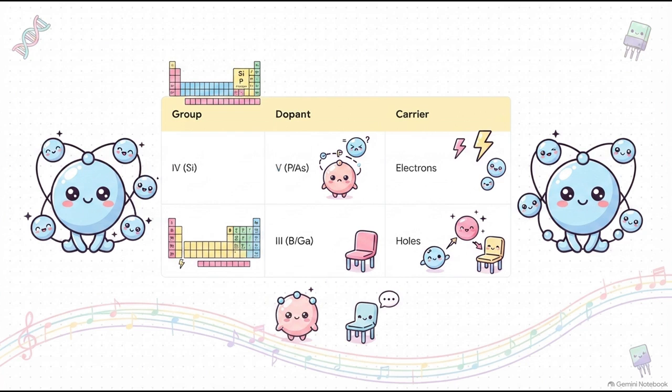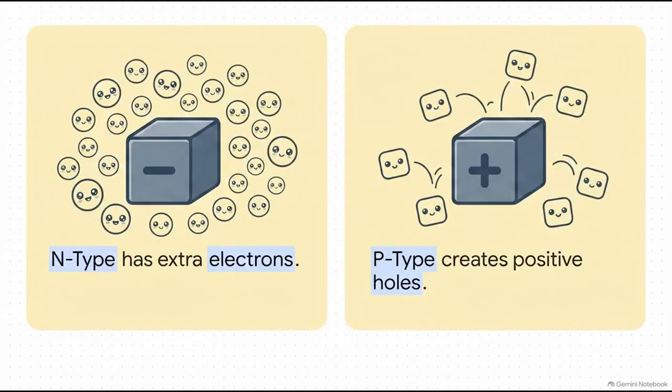Think of it like a massive game of musical chairs. If we dope silicon with a group V element, like phosphorus or arsenic, those atoms bring 5 valence electrons to the party. 4 bond with the silicon, leaving 1 extra, free-roaming electron with no chair to sit in. Conversely, if we dope silicon with a group 3 element, like boron or gallium, they only bring 3 valence electrons. This leaves a missing bond, an empty chair known as a hole. Even though it's an empty space, this hole acts as a positive charge carrier, because other electrons just keep moving into it. So the crucial point is how these two types contrast.